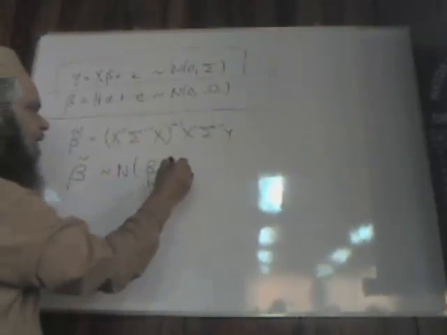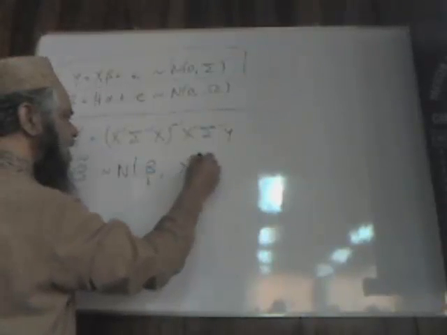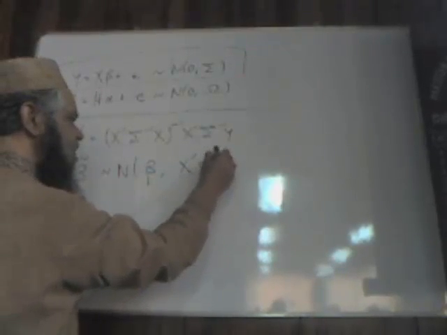and the distribution of this beta tilde is normal with mean beta and covariance matrix x transpose sigma inverse x inverse. Now it turns out that this beta tilde is a sufficient statistic, meaning that if you want to do inference about beta, then all you need to do is look at this, everything that you need.